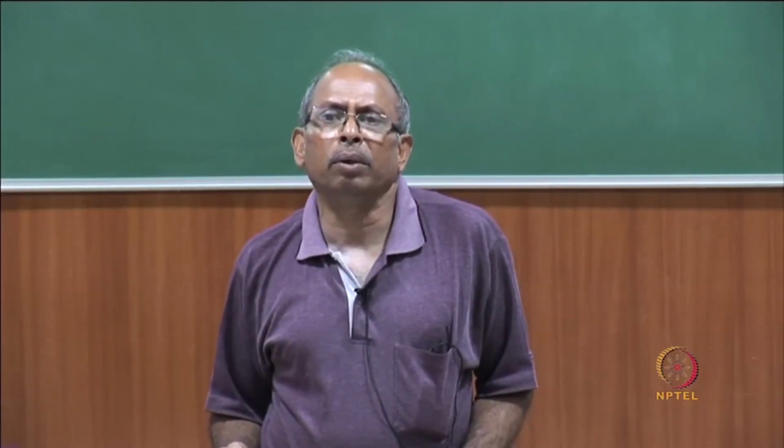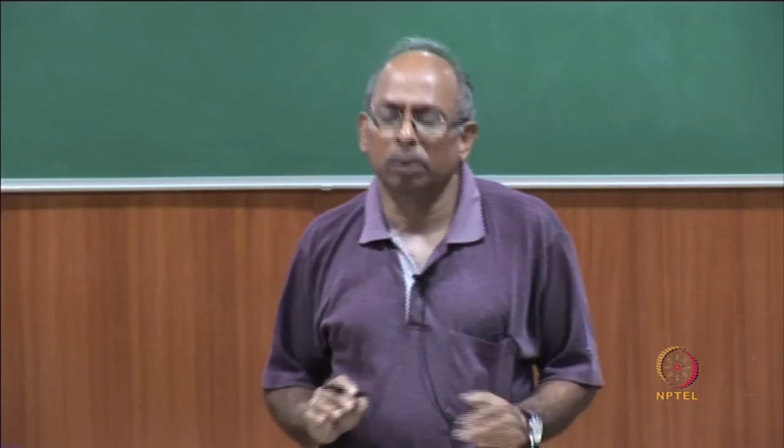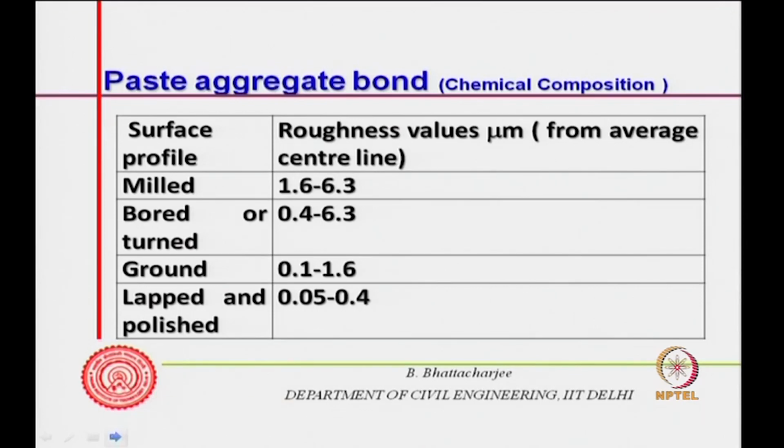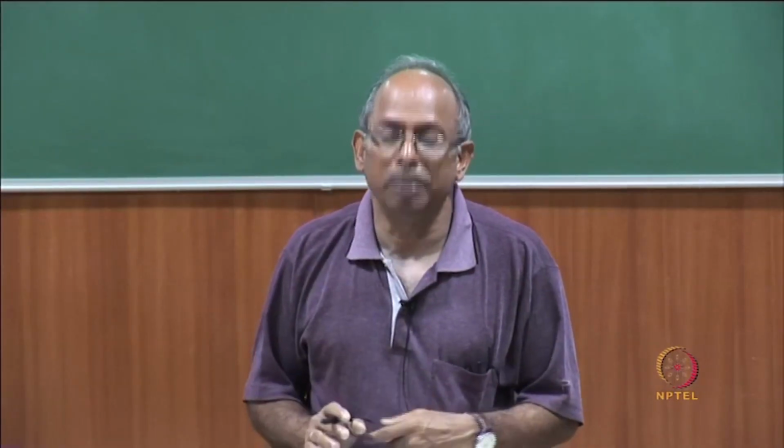Van der Waals bond can act on the surface of dissimilar material, but this does not play a major role. Aggregate-paste bond is mechanical, and this is what people have studied in relation to roughness. Roughness values are in microns from the central line, in the range of 1.6 to 6.3 for bored or turned material, or milled material. Lapped or polished material has the least, then ground material. These are the roughness values for the surface profile from the average central line, but aggregate may have still larger values.